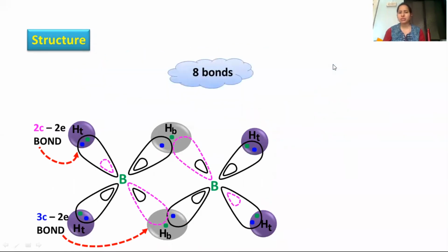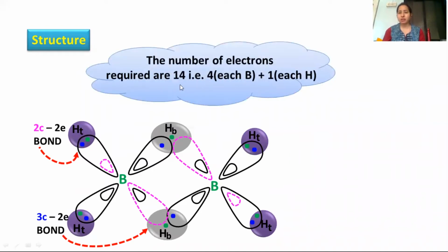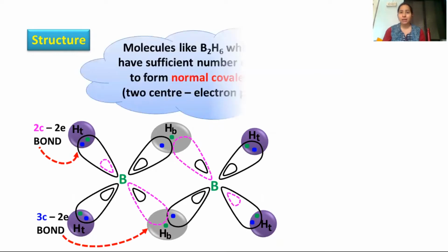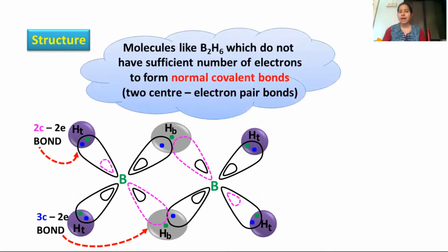So in this, how many bonds should we have? We should have 8 bonds. But the number of electrons required is 14. Means we should have had 4 from boron and 1 from hydrogen. But from boron, we have only 3 electrons. Means again, I can say it is short of 1 electron pair. And because it is short of 1 electron pair, it can behave as a Lewis acid, or we can say it's an electron deficient compound.